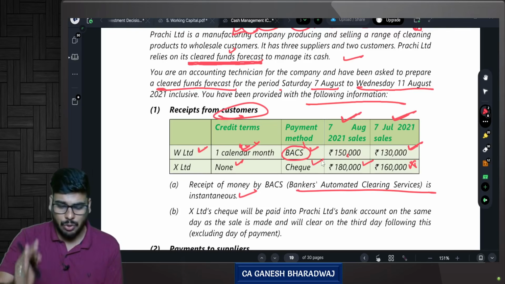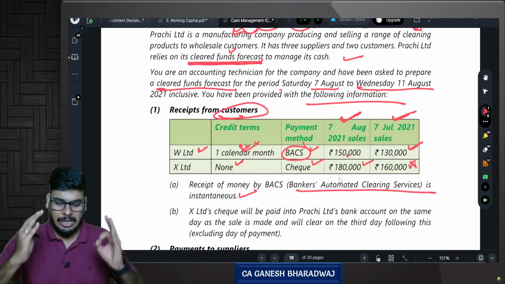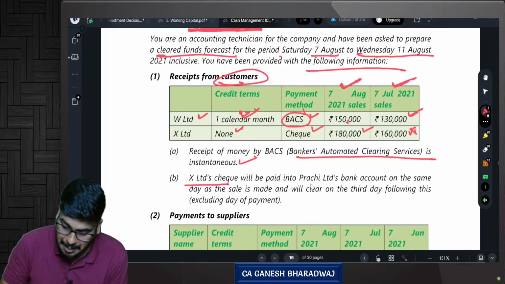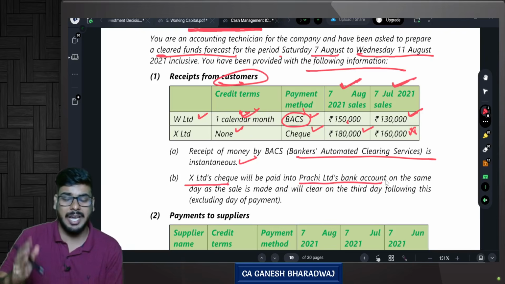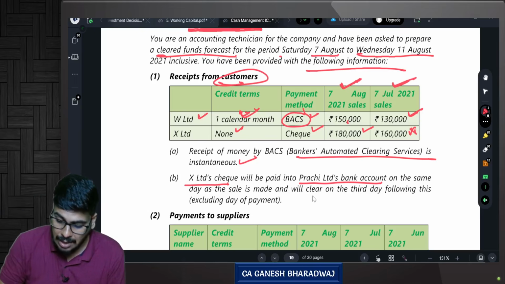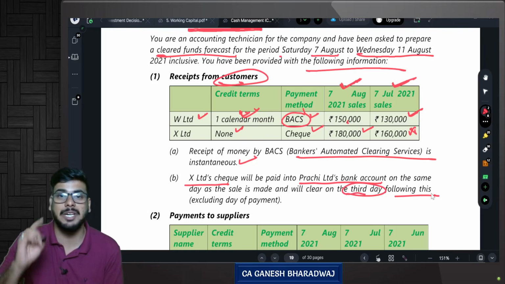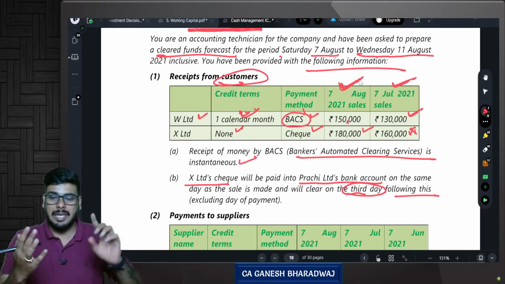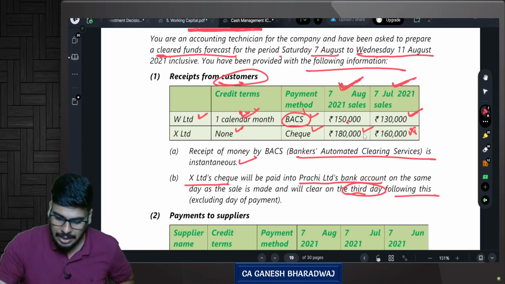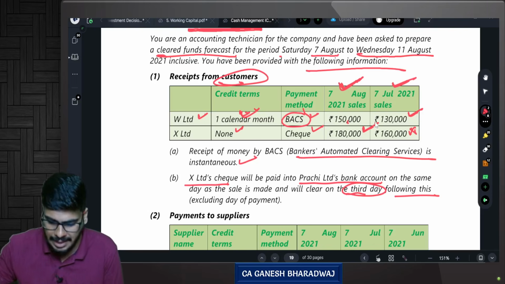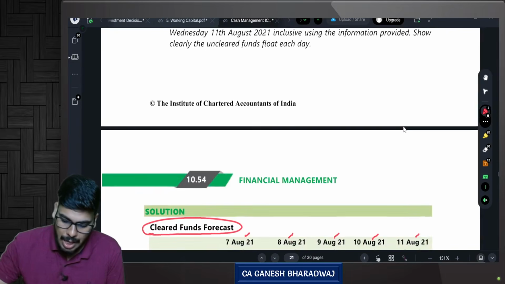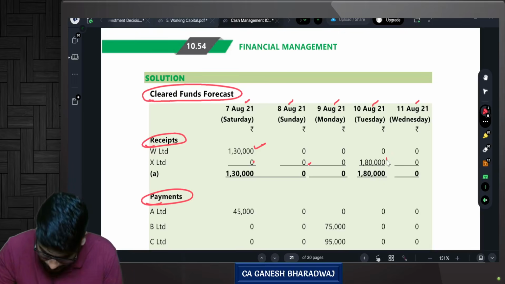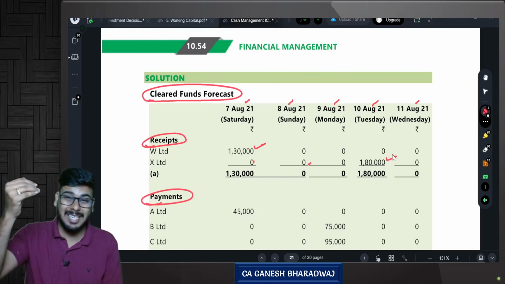Now, if I am making the sale on 7th August, on 7th August itself, X Limited is giving me the check. Are you clear with this? But wait, what happens here? X Limited's check will be paid into Prachi Limited's bank account on the same day. I will deposit the check the same day, but it will clear on the 3rd day following the payment. So if they deposit the check on 7th August, leave 7th August, 8th, 9th, only on 10th will this 1,80,000 reflect in my bank statement, correct? So here I will put 7th, nothing will happen. 8th, 9th, nothing will happen. On 10th only, this amount of 1,80,000 gets cleared in my bank account.